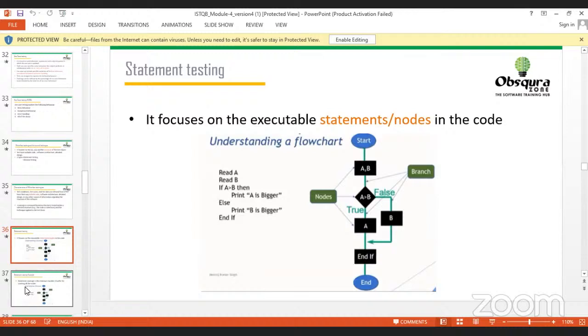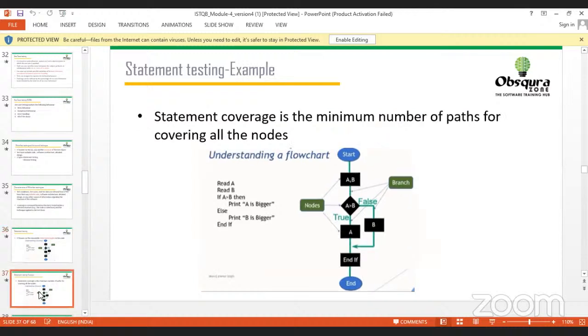So here, going through the flow chart. First in the flow chart, we can see some black boxes right here: A, B, A greater than B, A, and if B. These black boxes are called the nodes, and these green lines are called the branches. In statement testing, we concentrate only on the nodes or the statements. Okay, got it? Now I'll explain more in the next slide.